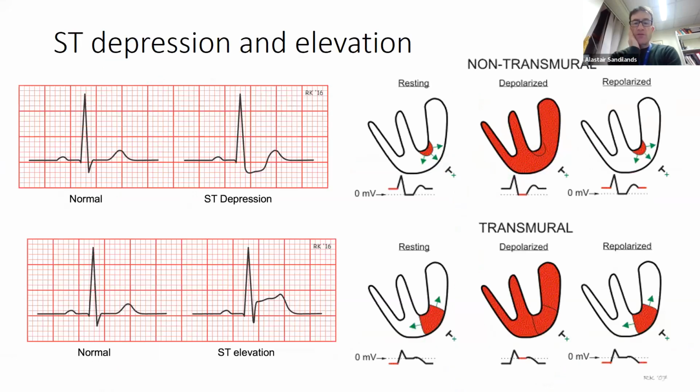So let's just move on to a little bit of the physiology. Why do we see ST depression, or why do we see ST elevation? So it all has to do with how the ECG is recorded. Okay, so let's have a look at ST depression. So we've got non-STEMIs are normally caused by subendocardial ischemia. So this is the area of ischemia.